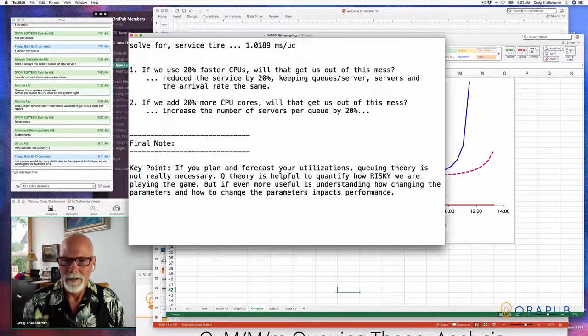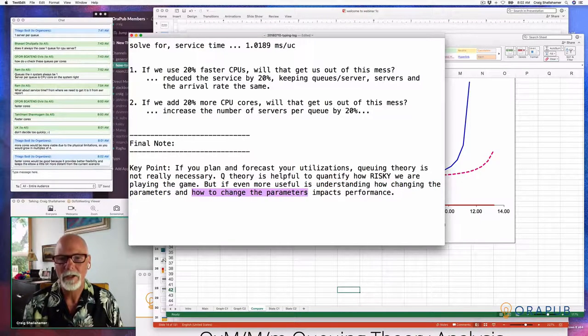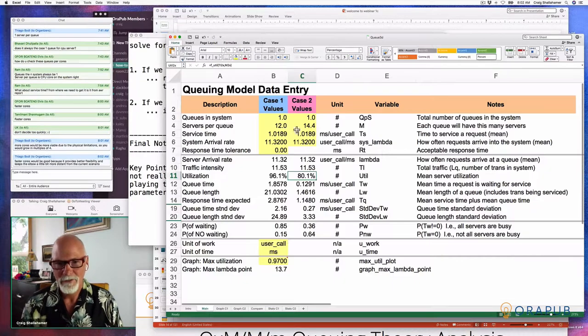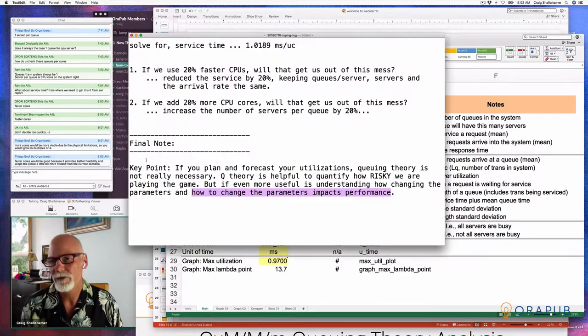But it's even more useful for understanding how changing the parameters, like the arrival rate and the service time, works, and how to change the parameters. Like, if I double the workload, which parameter is going to change? The service time, the arrival rate, the servers per queue, or whatever. If you know how to relate the what-if questions to the parameters in the spreadsheet, then you really can use this effectively to answer all sorts of what-if questions.